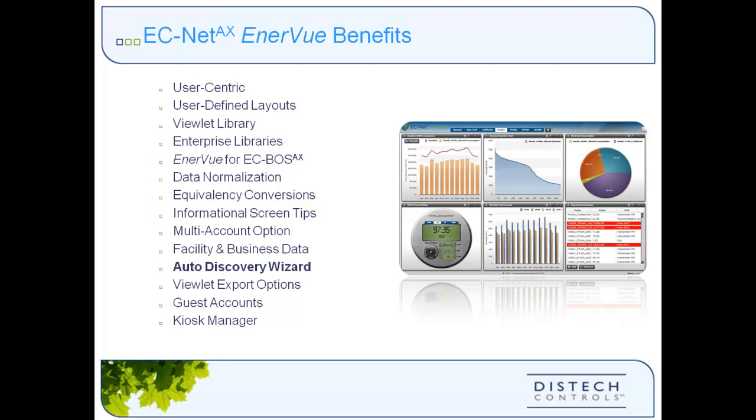EnerVue allows users to efficiently identify and map the information from many sources, including meters, databases, or automation systems into multiple viewlets. Viewlets can be exported as an image file or as an image within a PDF file. Their tabular data can also be exported in CSV format for instant use in reports and technical documents.